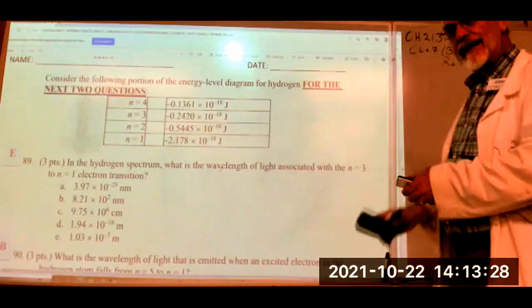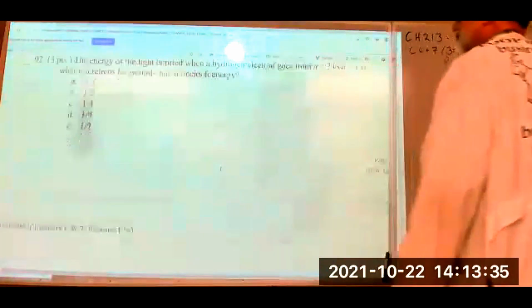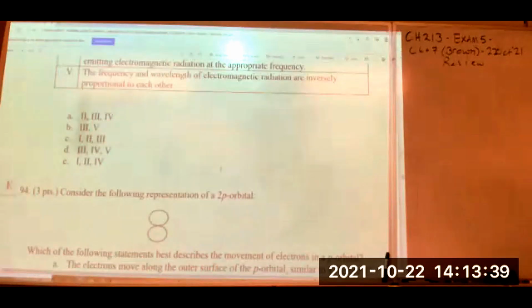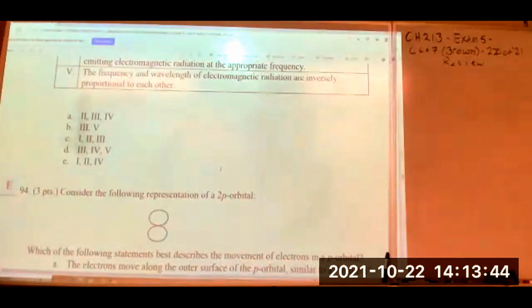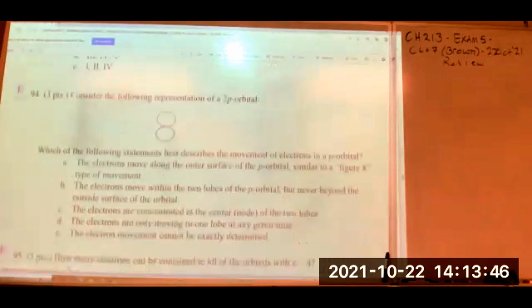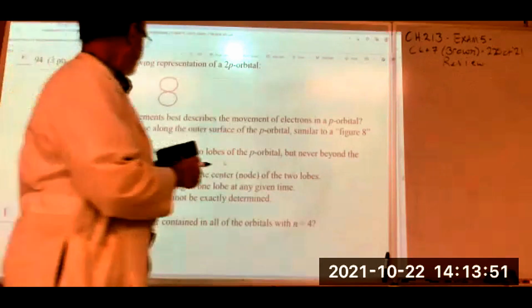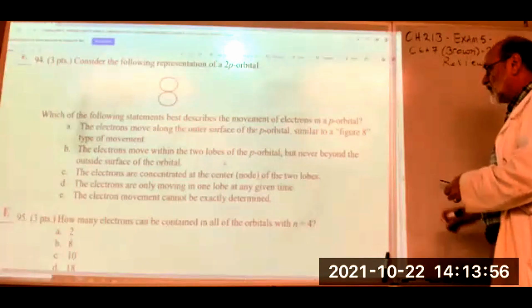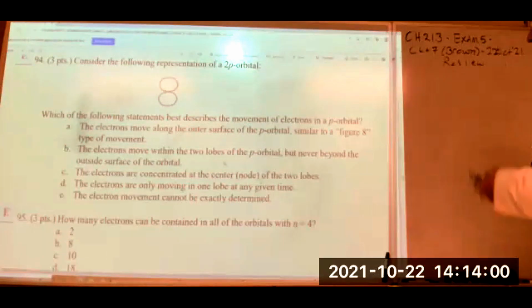All right, 89. Let's see, 94. We're going to have to consider the following. Oh, no, we don't need that stuff up there. Let me scroll. Consider the following representation of the 2p orbital. Okay, I'll go for that. Looks like sort of like a dumbbell without the bar in between.